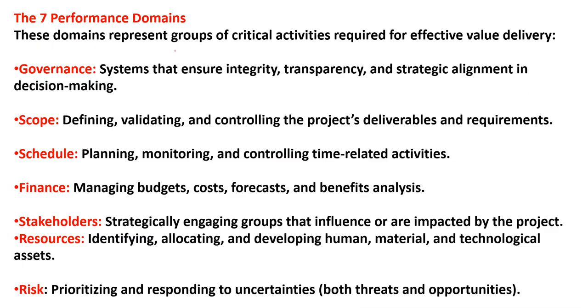So what do we do in the 7 performance domains? First one is governance. Here I have just written the main points, but one by one we will discuss in detail. Governance is a system that ensures integrity, transparency, because everywhere now you have heard this word transparency, so there should be transparency in the project, and strategic alignment in decision making. In scope, we will learn how to define the scope, how to validate and control the project's deliverables and requirements.